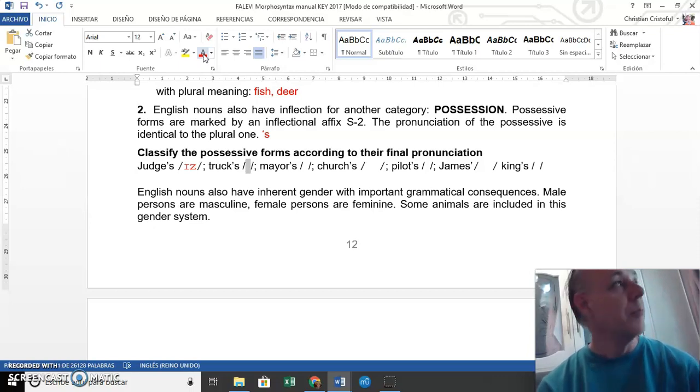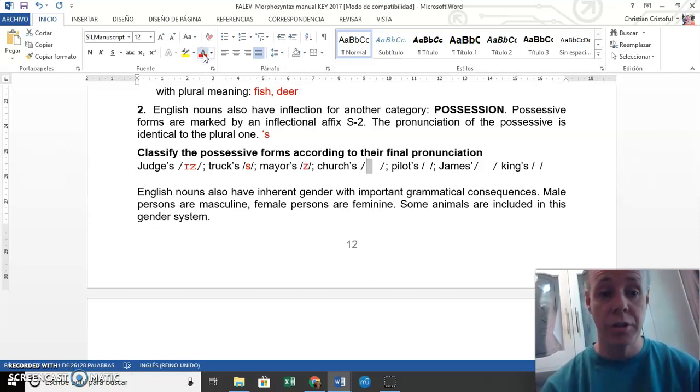Truck. The engine of the truck. The truck's engine. The same happens with mayor, with church, with pilot, and Jane. For example, St. James's Park. St. James's Park.